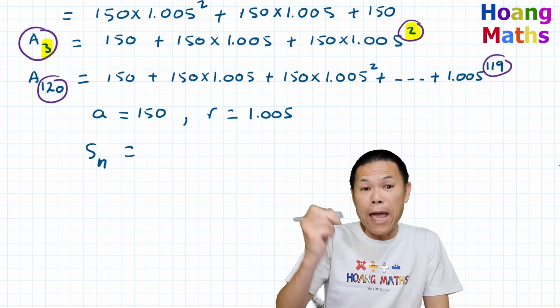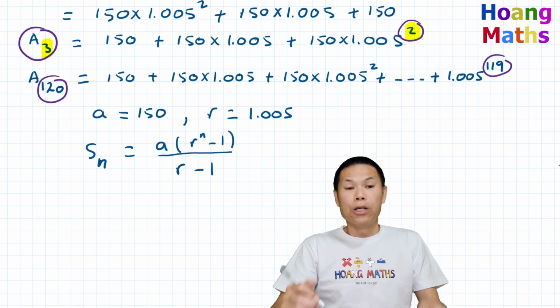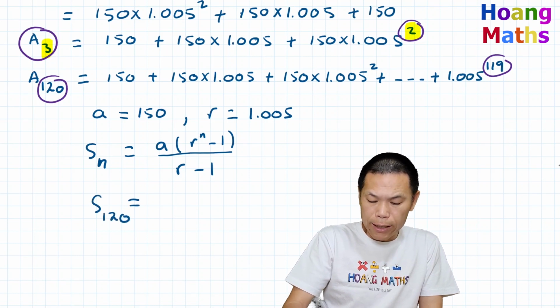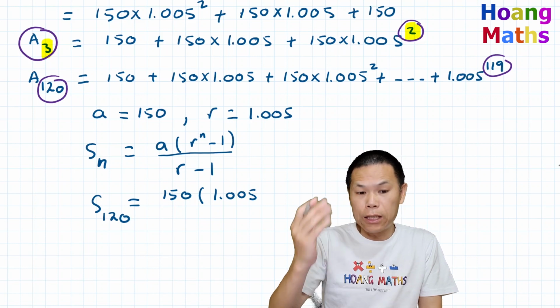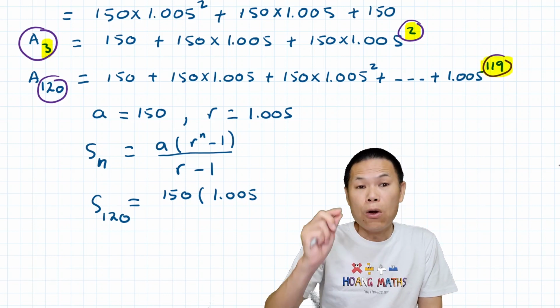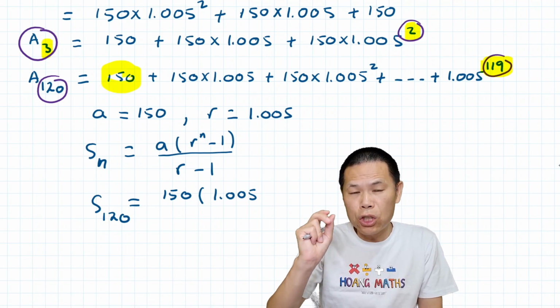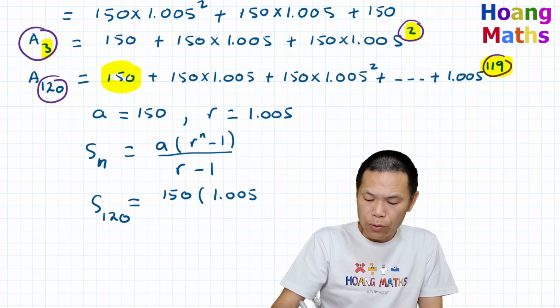But we know that the sum of n terms using this formula is a(r^n − 1)/(r − 1). So a is 150. Let me just write this down. S of 120: a is 150, r is 1.005, to the power of n. And don't forget, n is 120 terms. Even though it's to the power of 119, because the first term is 150 times 1.005 to the power of 0, if you like, therefore it's 120 terms.